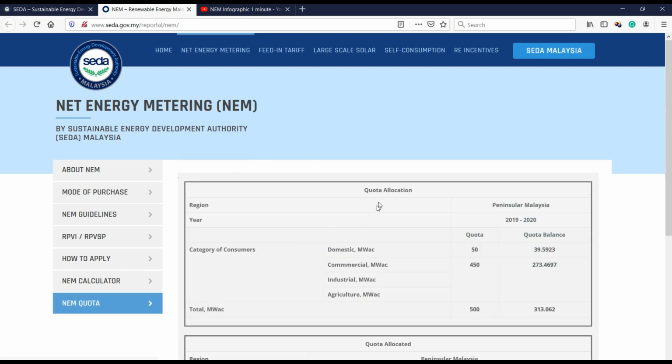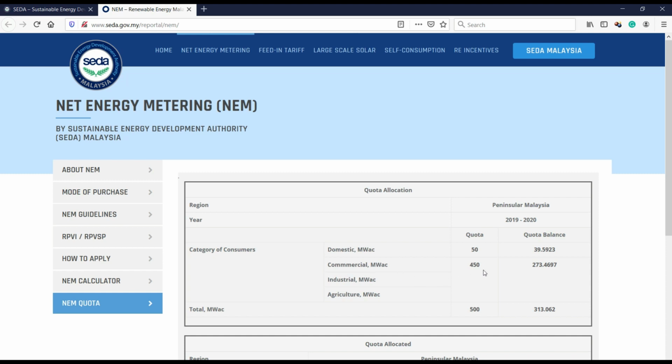Okay. So this is the quota allocation. So Peninsular Malaysia 2019 to 2020. So for domestic, megawatt AC, the quota is 50 megawatt. So now the balance is about 39.59 megawatt AC. Okay, still a lot.